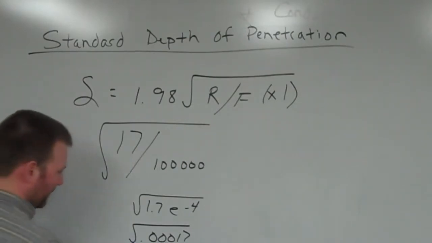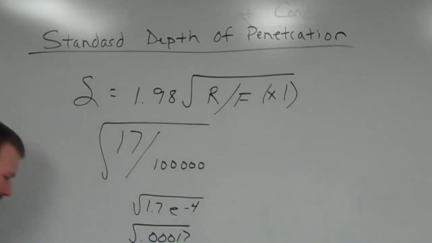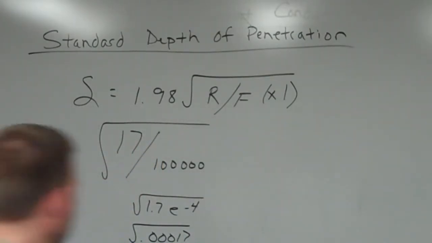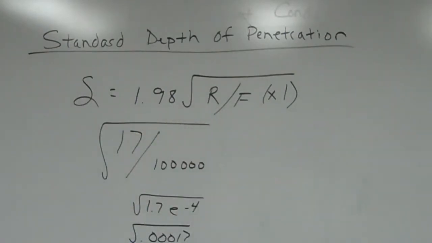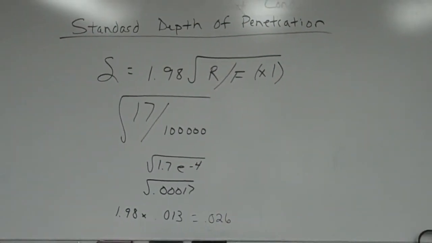Now 1.98 times 0.013 gets us pretty much directly to 0.026. That's closely related to 2.0, but basically we're at 26 thousandths of an inch. I just want to make sure you can still see all that, so let's back that out a little bit.